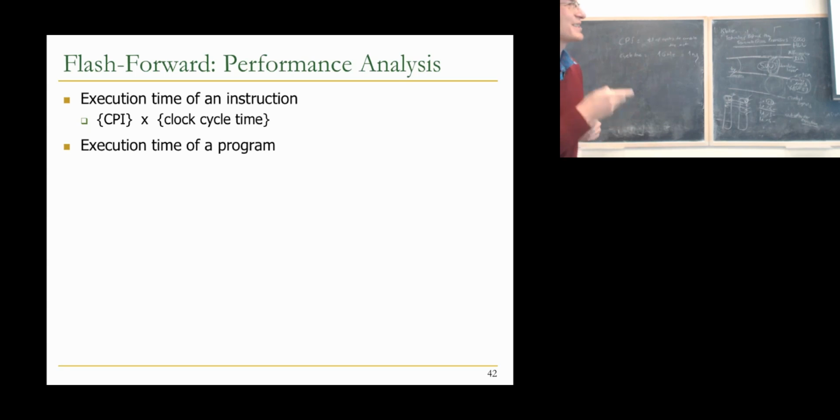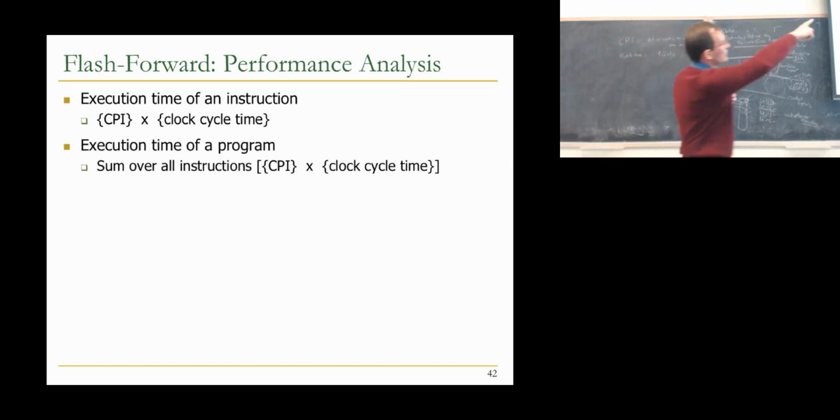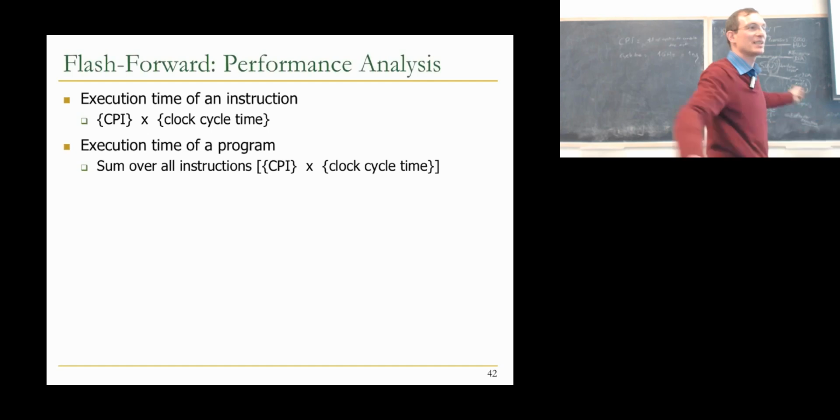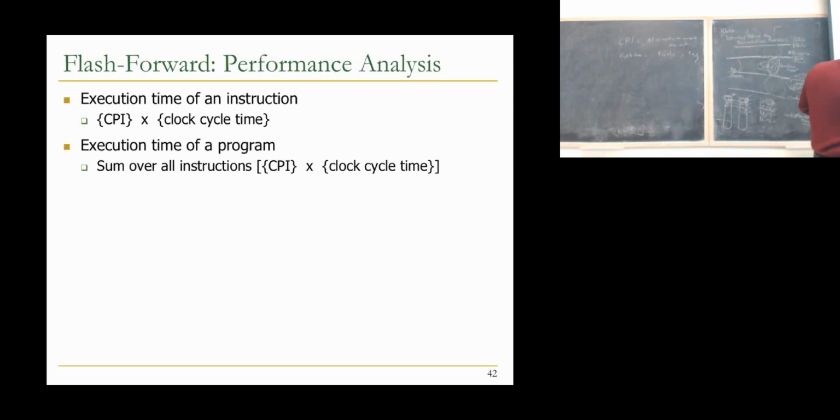That's good. Execution time of a program basically is the sum, for all instructions that are executed, of those values, right? You may be executing 1 billion instructions, and for each instruction you have a different CPI, but the clock cycle time is the same. That's basically the execution time of the program.